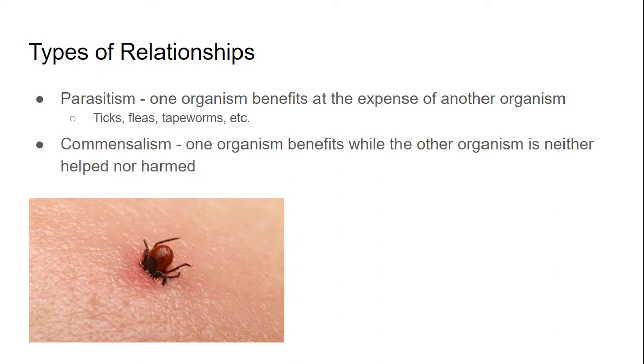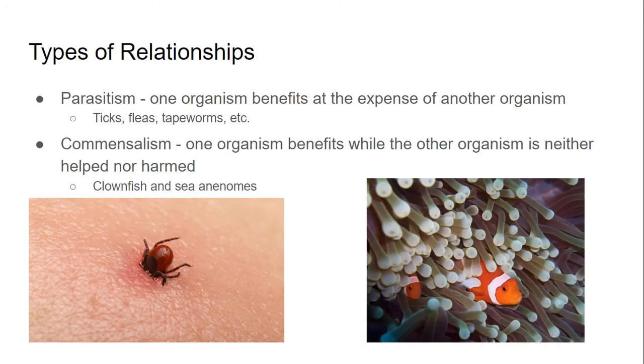The next type of relationship that we're going to look at is called commensalism. So this is when one organism benefits while the other one is neither harmed nor helped. So it really has a neutral effect upon the other organism. So for example, in this one, we have a clownfish and sea anemone. Clownfish use sea anemones as their shelter. Now, this does not harm the sea anemone, but it also doesn't help it. So even though the clownfish is benefiting, the sea anemone is not experiencing any beneficial or harmful effect from this specific relationship.